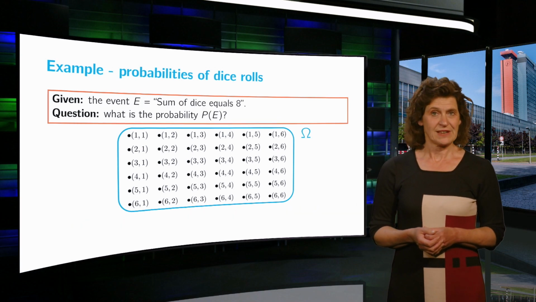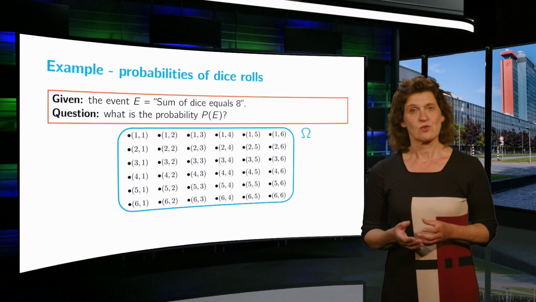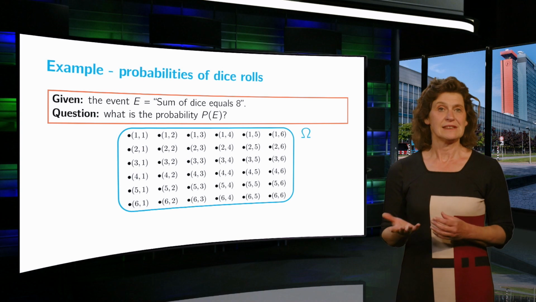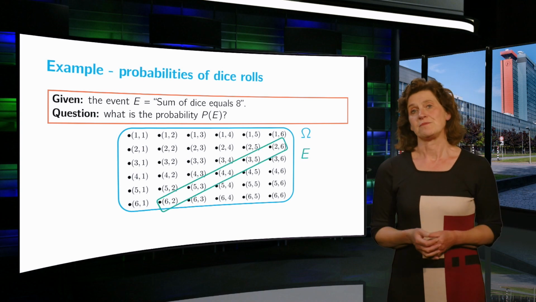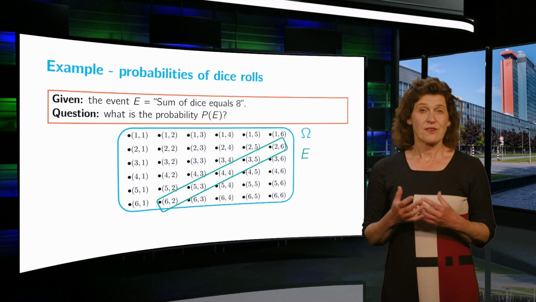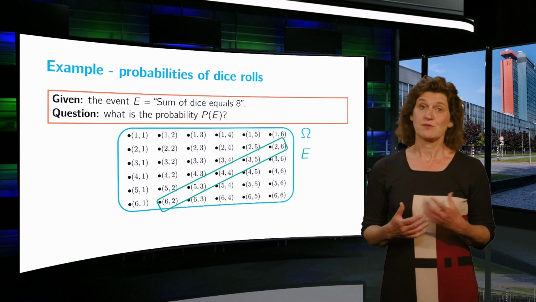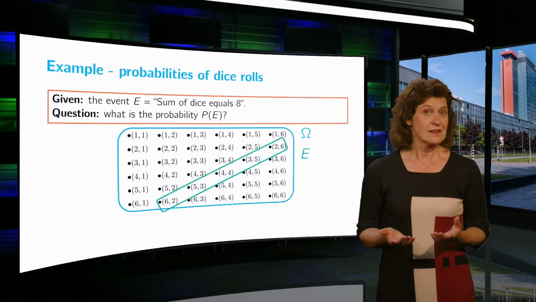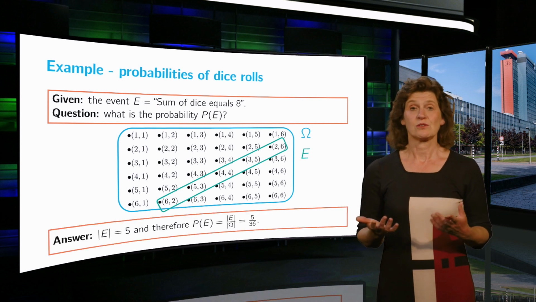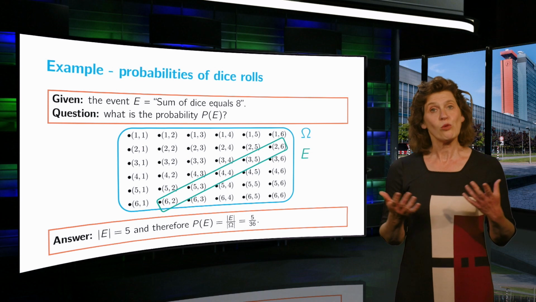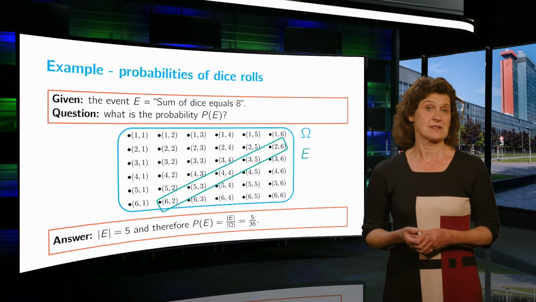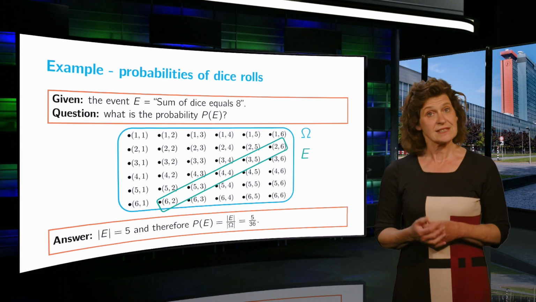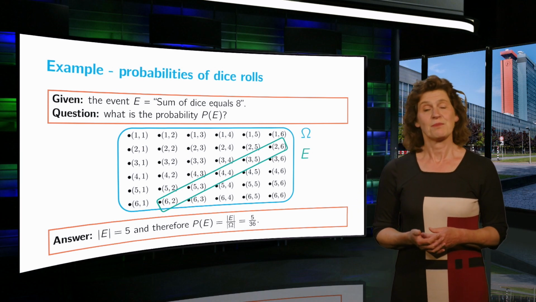Let us look at the event that the sum of the outcomes of rolling 2 dice equals 8, and let's call this event E. That's easy, as you can see. There are 5 possible outcomes, which give 8 as a sum. We can then calculate the probability of E by dividing the number of possible outcomes in our event by the number of all possible outcomes in our sample space. In this case, the probability of E equals 5 in 36, and we denote it by P of E.